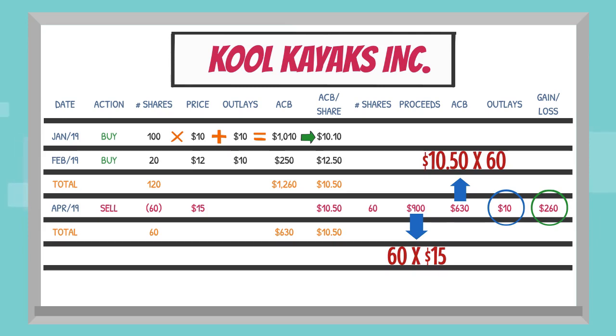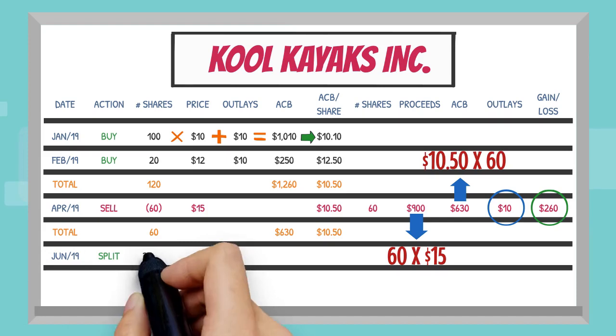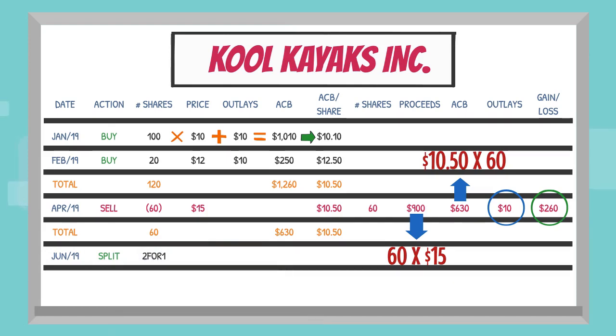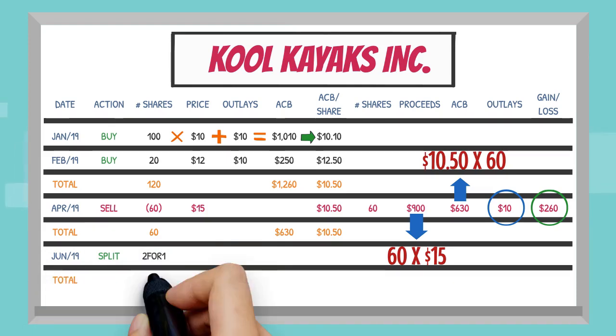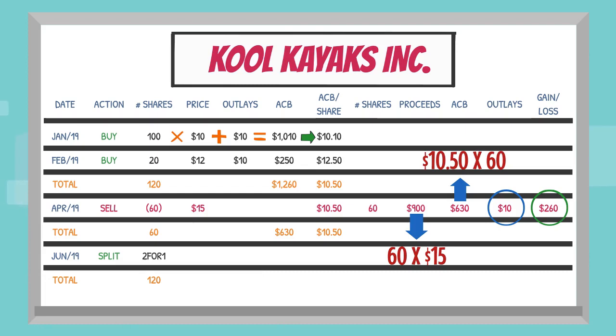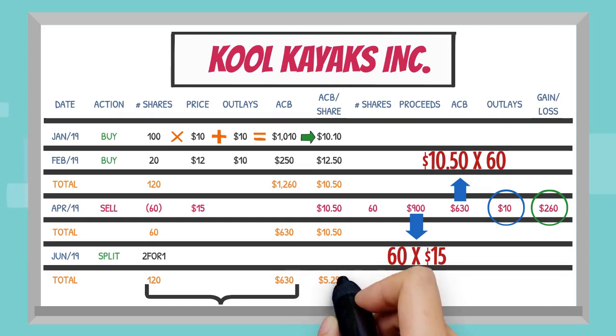Lucky for you, Cool Kayaks Inc. is doing very well and decided to go through a 2-for-1 stock split in June. This will double your total shares from 60 to 120, and this will impact your ACB. Before the split, your cost was $630 and your ACB per share was $10.50. To find your new ACB, all you need to do is take that $630 and divide that by your new share count of 120, and this will give you a new ACB of $5.25 a share.